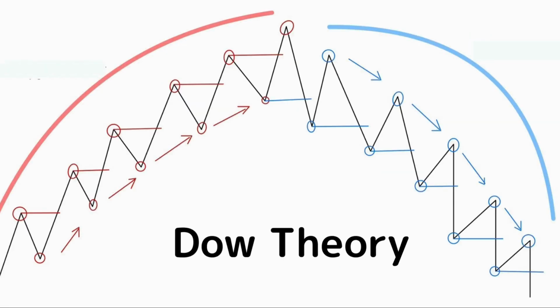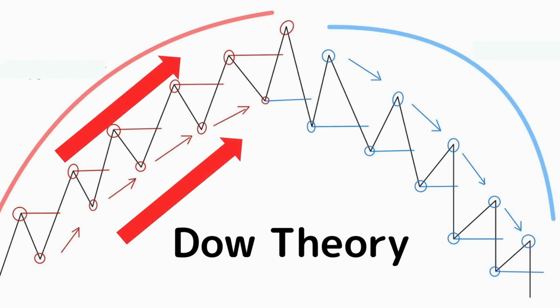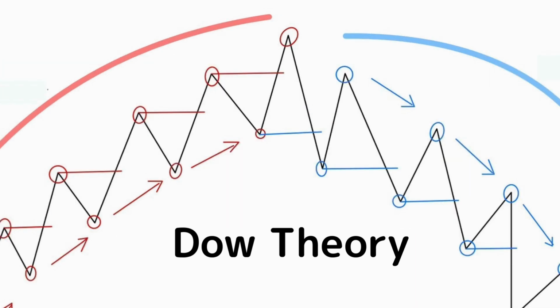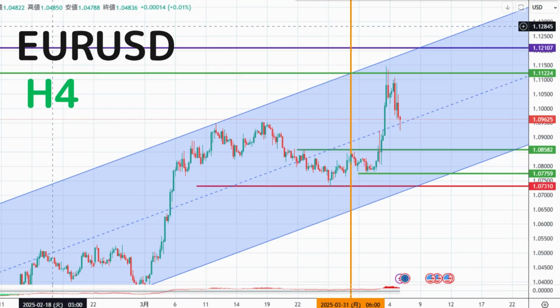Additionally, I follow Dow theory for my analysis. To briefly explain, an uptrend is defined by higher highs and higher lows, while a downtrend is defined by lower highs and lower lows. A trend reversal occurs when this pattern breaks. If the price breaks below the most recent low after reaching a high, a downtrend begins. Let's take a look at the actual chart now.